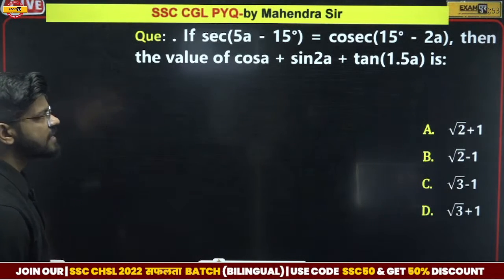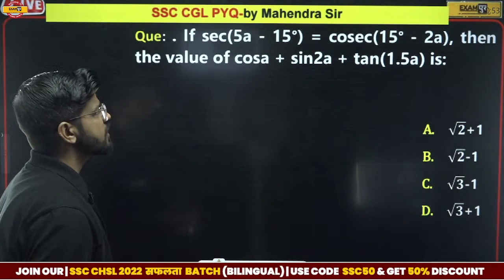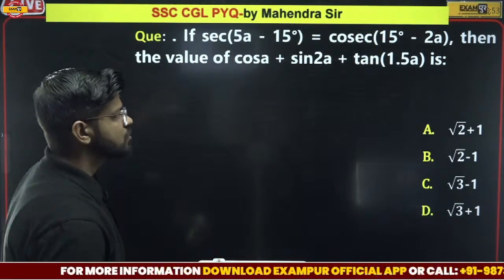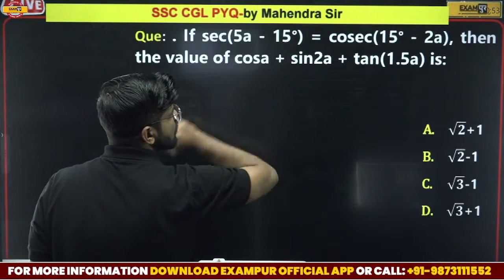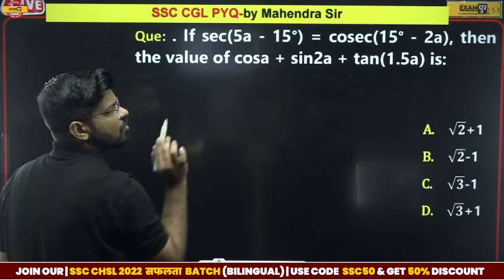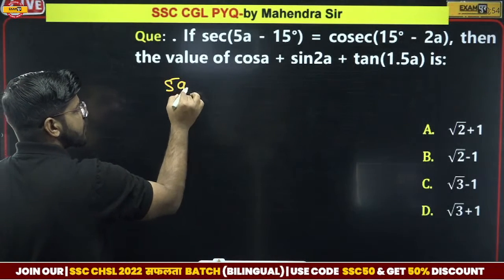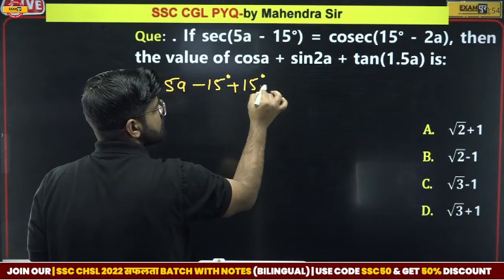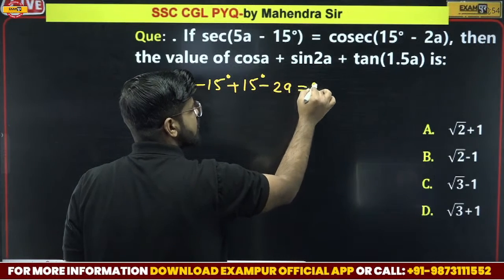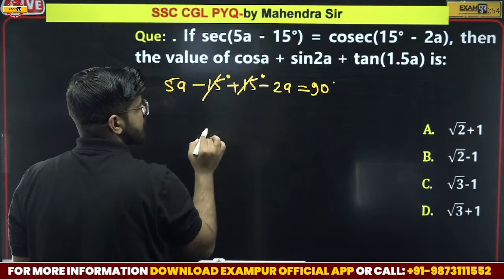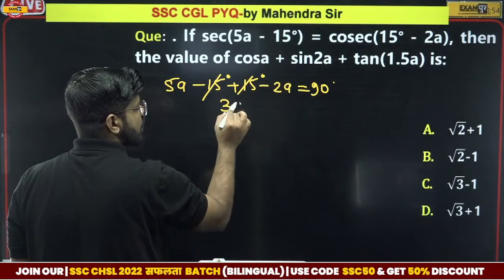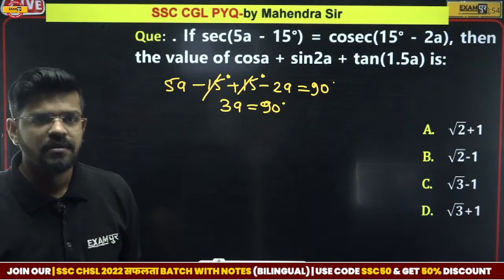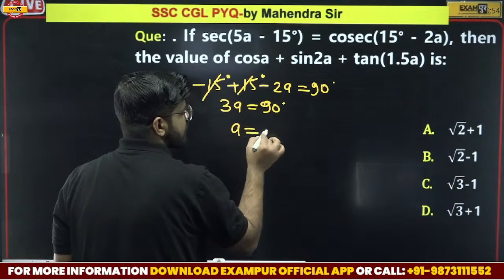If 5a minus 15 degree is equal to cosec of 15 degree minus 2a, we have sec and cosec equal. I told you that if sec A is equal to cosec B, that means A plus B is equal to 90 degree. That means 5a minus 15 degree plus 15 degree minus 2a is equal to 90 degree. So these two get cancelled out. 5a minus 2a is 3a, which is equal to 90 degree. Yes or no? Clear? Now we are getting a is equal to 30 degree.